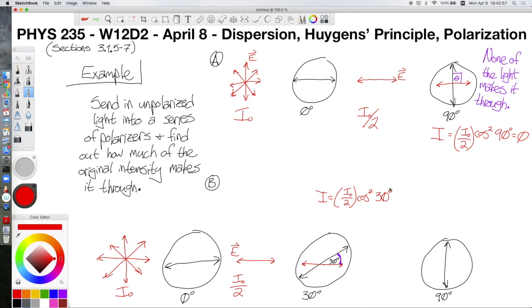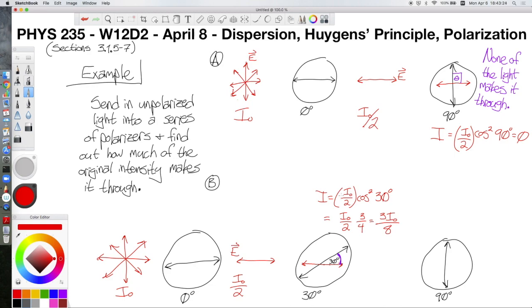Well, the cosine of 30 degrees is square root of 3 over 2. So if we square that, we get 3 over 4. So the light that makes it through has an intensity of the original I naught over 2 times 3 over 4, which turns out to be 3 I naught divided by 8. So the intensity of our light has gone down.